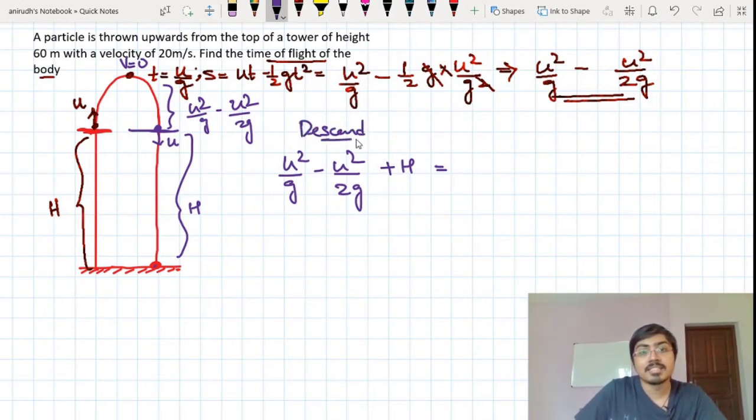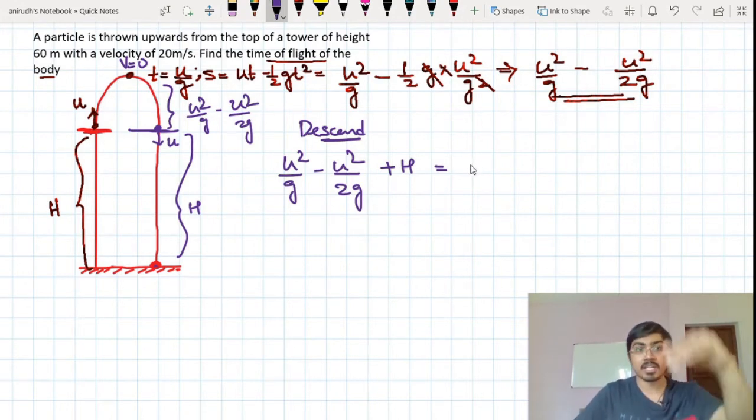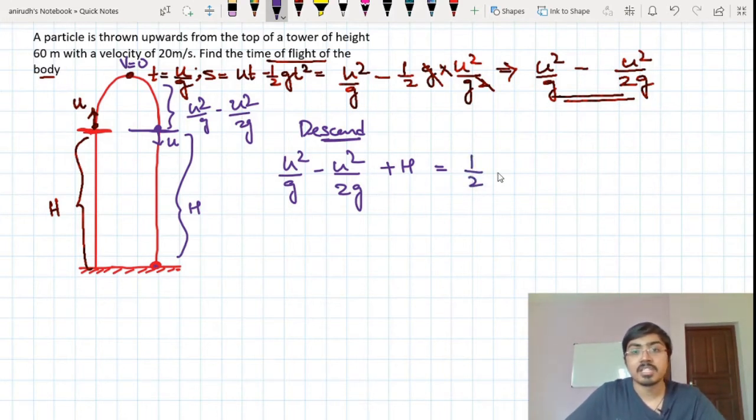Where is the descent happening from? This is the point from which the descent is starting. From here it descends towards this position. I am considering only the descent. So the total distance to be covered is equal to ut plus half gt square. Gravity in the downward direction is positive. Now what is the value of initial velocity? 0. So it is half g t square.